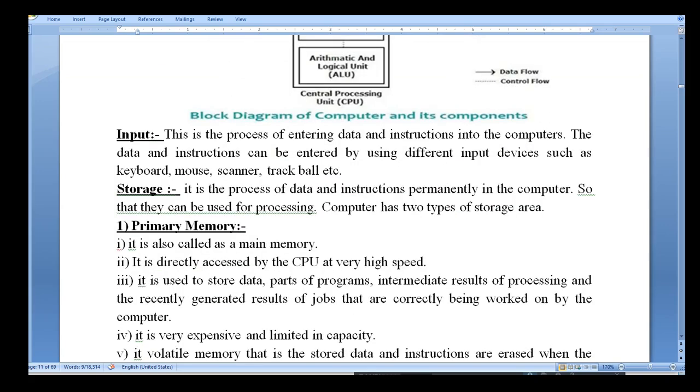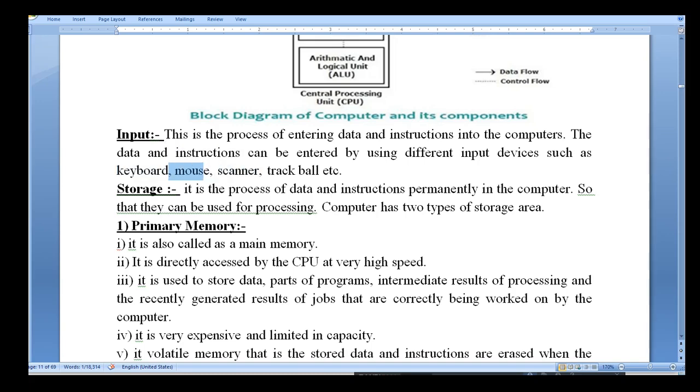First of all, we'll discuss the input unit. The general meaning of input is the process of entering data and instructions into the computer. The devices which help us to enter data and instructions into the system are known as input devices. The first example is the keyboard. Without a keyboard there is no computer. With the help of the keyboard we enter the data and instructions into the system.